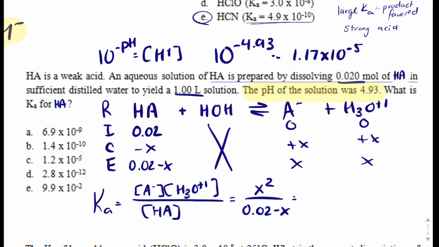Now, ask yourself this question. Do you need to use the 5% rule here? The answer is no, because we're not solving for x. We know what x is. It's this number. We only use the 5% rule when we are solving for x.